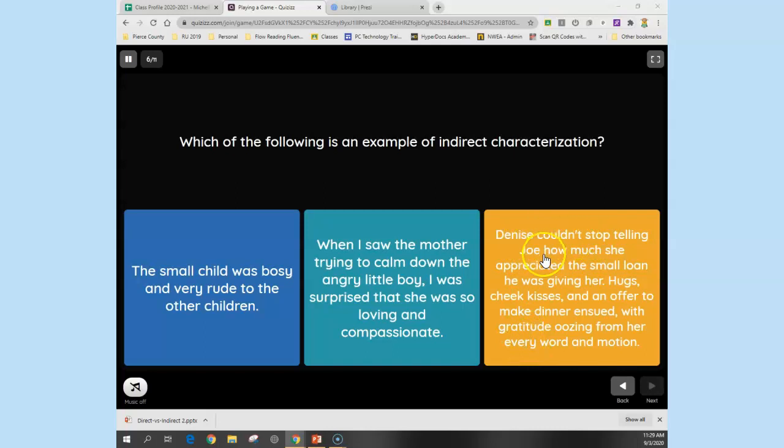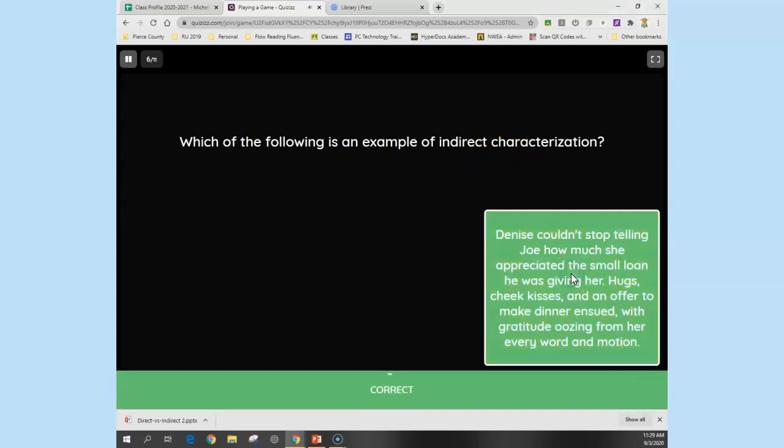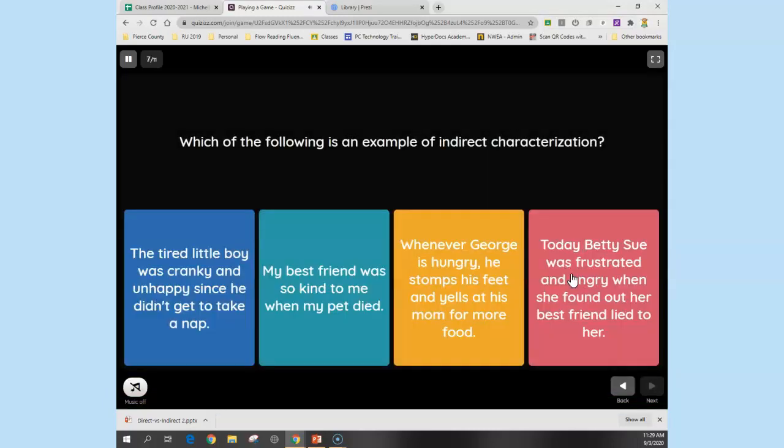Denise sounds like she's thankful. It says that she appreciated, but it doesn't say she's thankful. But from her actions and the way she's treating Joe and what she's saying, we know that she is thankful. She's grateful. That would be an example of indirect characterization. Which of the following is an example of indirect characterization? Again, you're looking for the answer that does not provide the adjective for you.